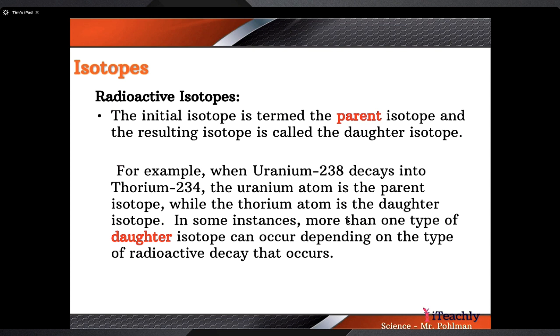Now, what do we call that initial isotope? Well, we call that the parent isotope. And then as that parent isotope breaks down, as it begins to decay, we call the products of that the daughter isotope. One example of this would be when uranium-238 decays into thorium. When this decays into thorium, we're going to see that we have daughter isotopes that are going to occur. So no longer are we looking at uranium-238.